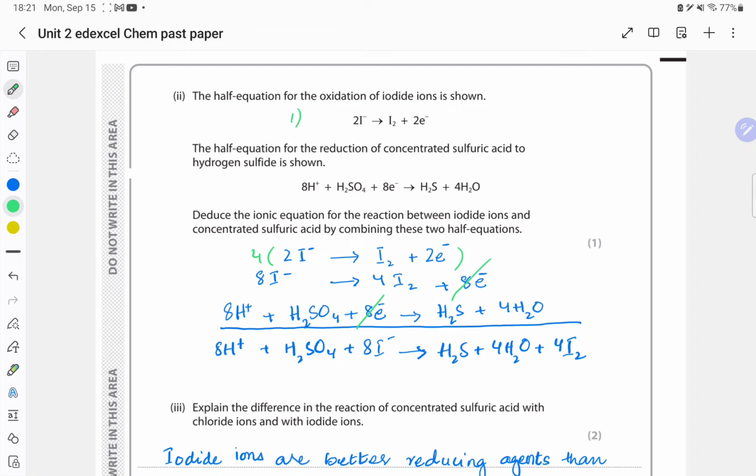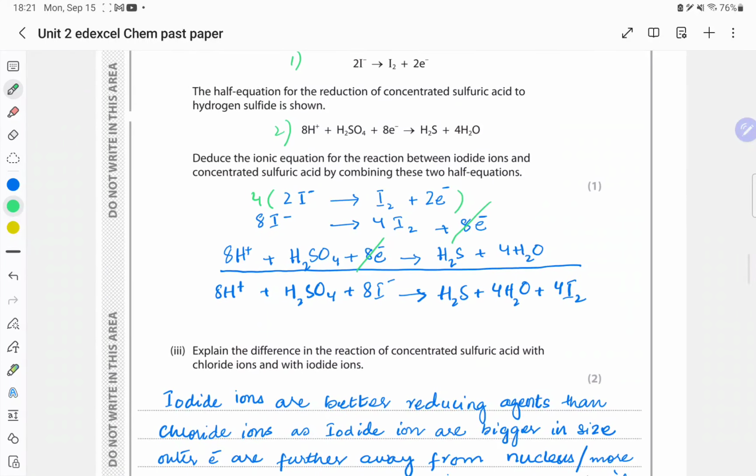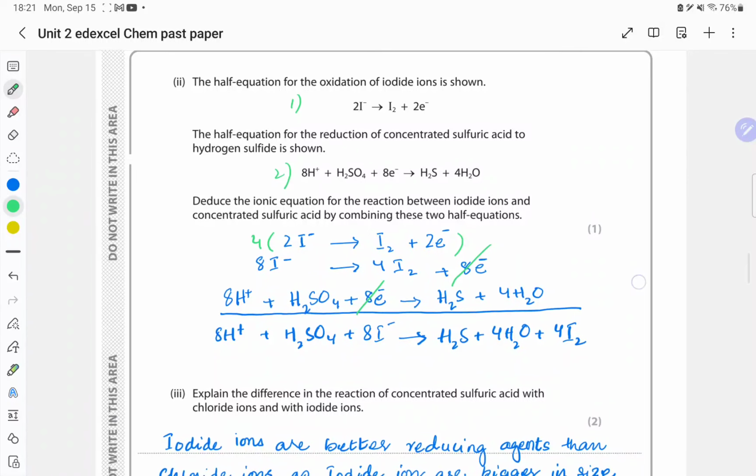So we have got both the equations here. Deduce the ionic equation for the reaction between iodide ion and concentrated sulfuric acid by combining these two half equations. So you don't need to worry, because the equations of oxidation and reduction are both given, and you know when combining two half equations we get a full equation. Looking at the equation, you can see we have to balance the number of electrons. Here we have 2 electrons and here we have 8 electrons.